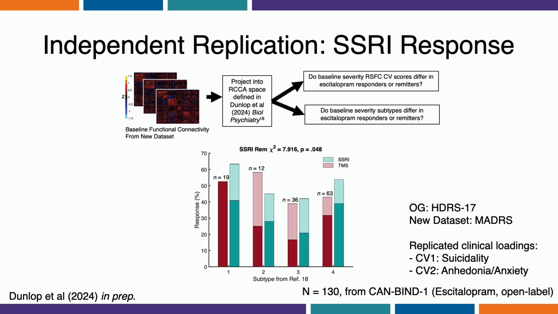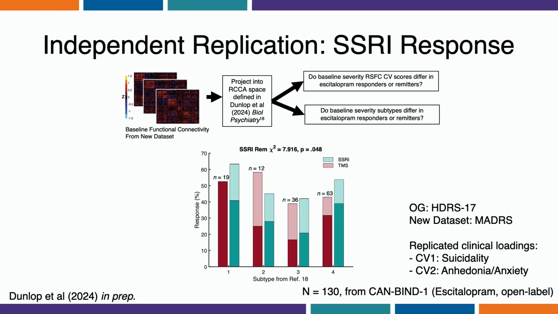And in this case, we were able to replicate aspects of our clinical loadings for both the first and second dimensions. And in this case, we didn't have the Hamilton rating scale for depression in the sample, but rather the 10-item MADRS. What we were able to find was that the first dimension, I didn't show this earlier, but suicidality was also a significant clinical loading on that first dimension, which we were able to replicate in this independent sample. And we were also able to replicate correlations with anhedonia.